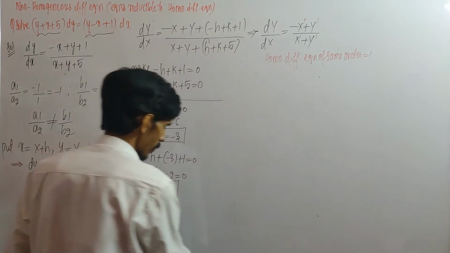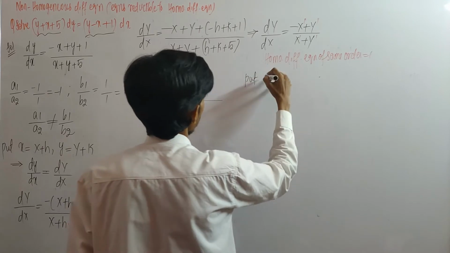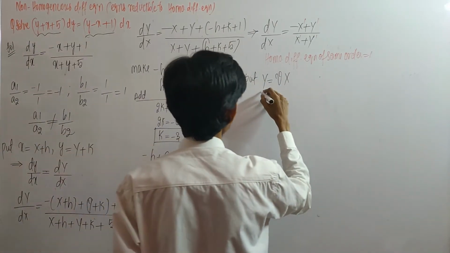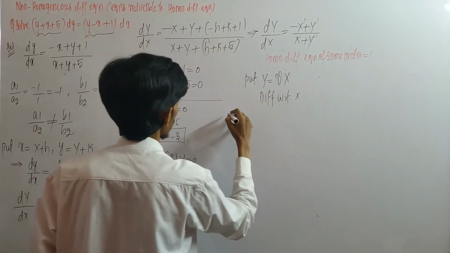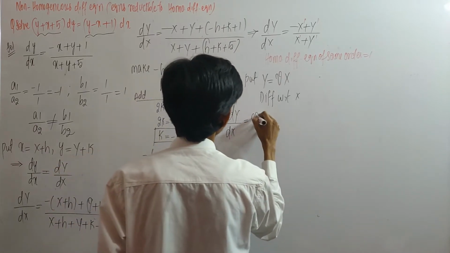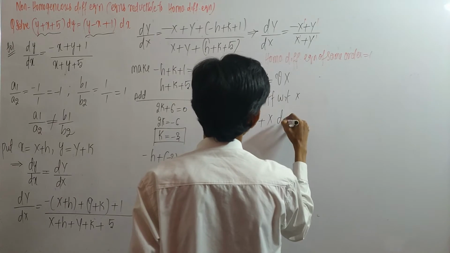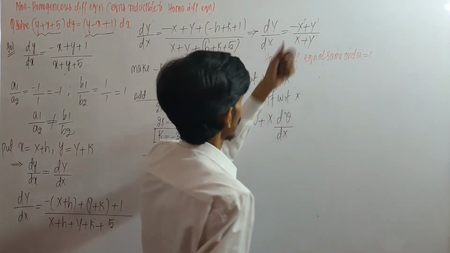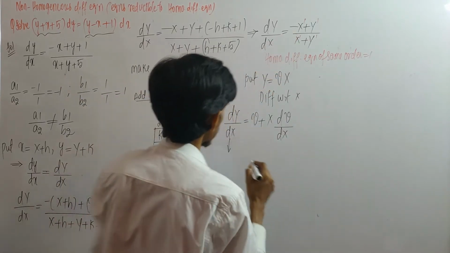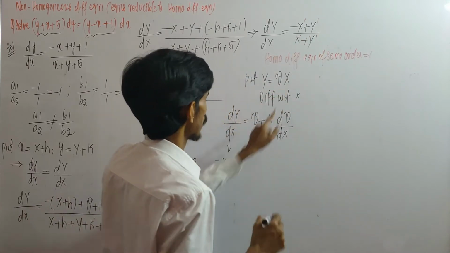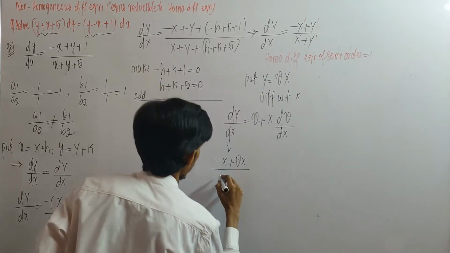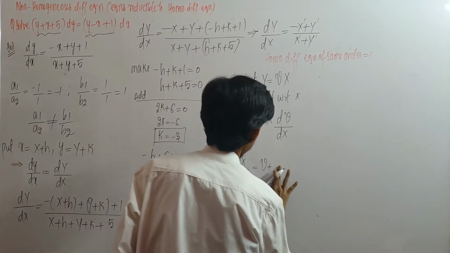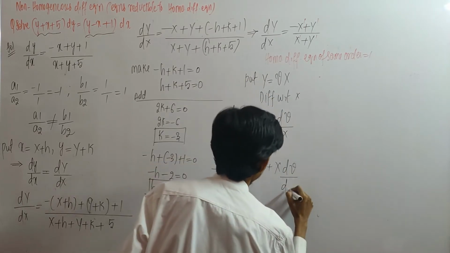So for a homogeneous equation we make the substitution, that is put capital Y = V times capital X. Differentiate with respect to capital X. So here I'll get dY/dX = V + X dV/dX. Now remove this dY/dX from the equation. The value of dY/dX is (-X + Y)/(X + Y), with Y = VX, equal to V + X dV/dX.